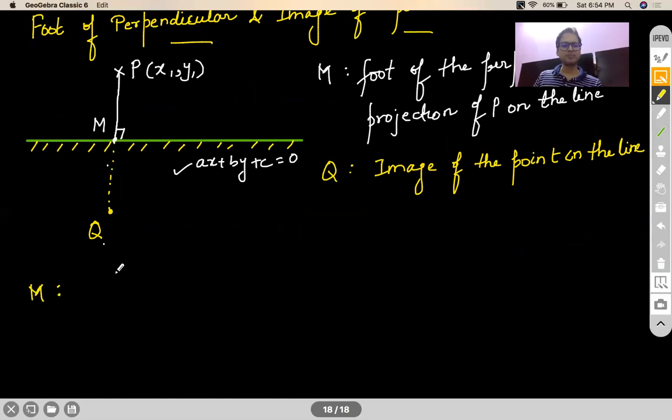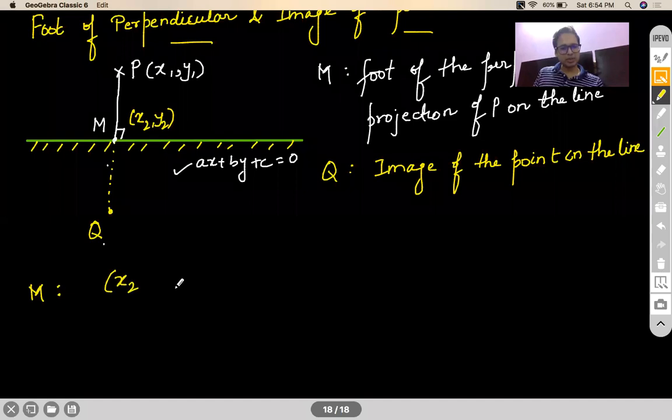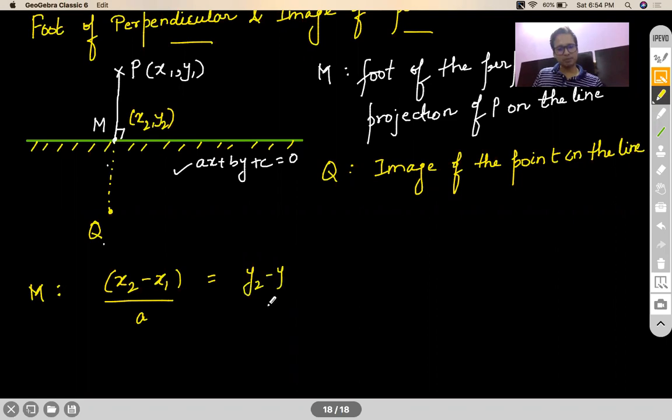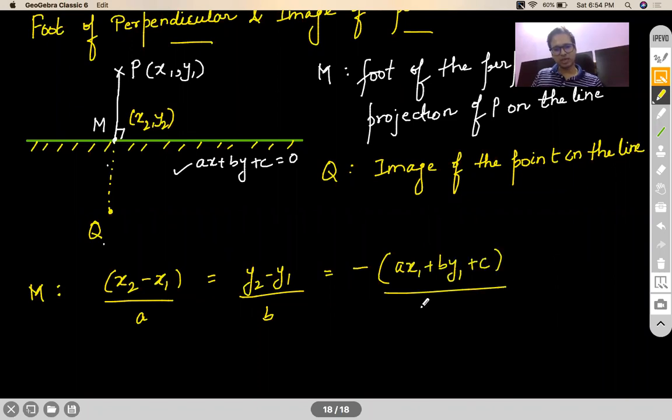So the coordinates of M can be obtained by use of this formula. Let's say this point is x2, y2. So (x2 minus x1) by A is equal to (y2 minus y1) by B is equal to negative (a x1 plus b y1 plus c) by (a square plus b square). So this formula is going to help you get your x2 and y2. So you find your x2, y2 from this formula.